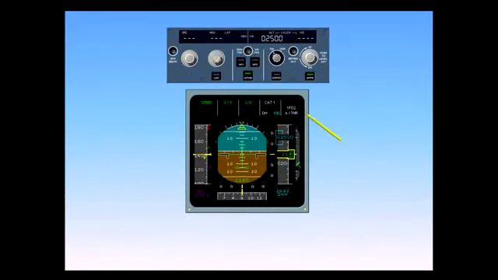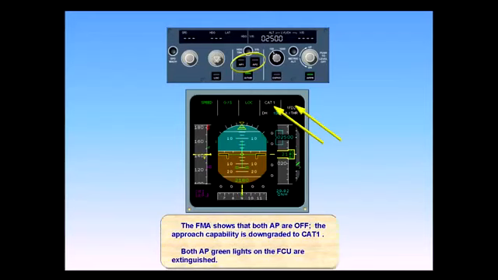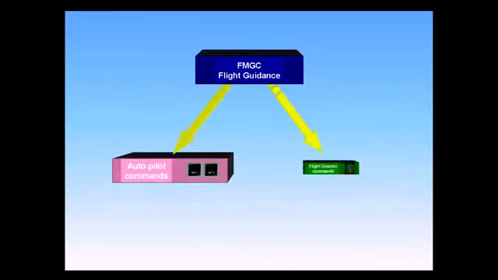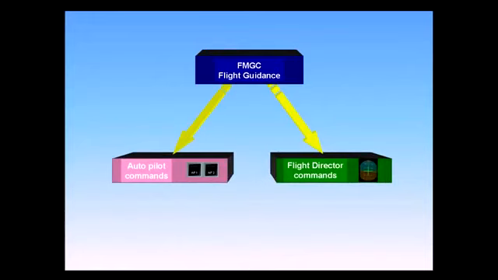The FMA shows that both autopilots are off. The approach capability is downgraded to Cat 1. Both autopilot green lights on the FCU are extinguished. The autopilots and flight directors are both driven by the FMGCs.